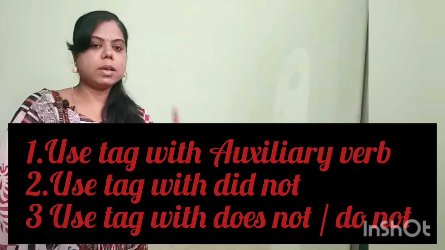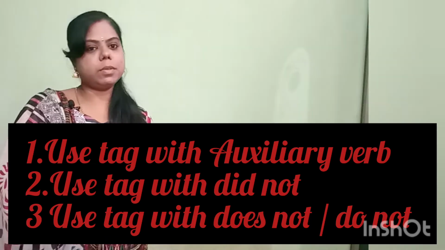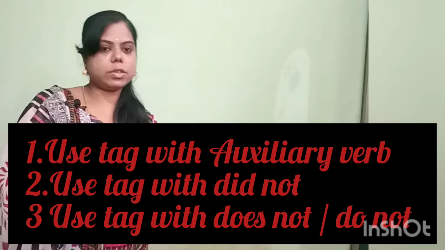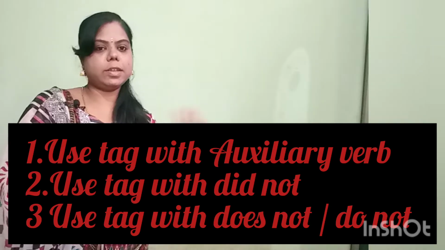Now I will tell you the simple tricks and tips to say which form to use. Trick number 1 is use tag with the auxiliary verb. Use tag with did not. Use tag with do not or does not. These three are the only tags we will use: one with the auxiliary verb, next did not, next do not or does not.